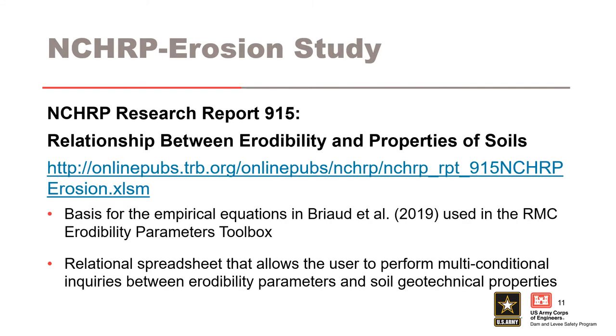Recently, one of the most comprehensive studies on soil erosion properties ever conducted was written by Jean-Louis Briaud at Texas A&M for the National Cooperative Highway Research Program. As part of this study, they compiled over 1,000 erosion tests, 750 of which were from the literature and the rest were from their own laboratory. This extensive data set of soil erosion measurements is useful for assessing general trends between soil properties and erosion parameters. And the authors also use this data set to develop many correlations that can be used to arrive at first estimates of soil erodibility.